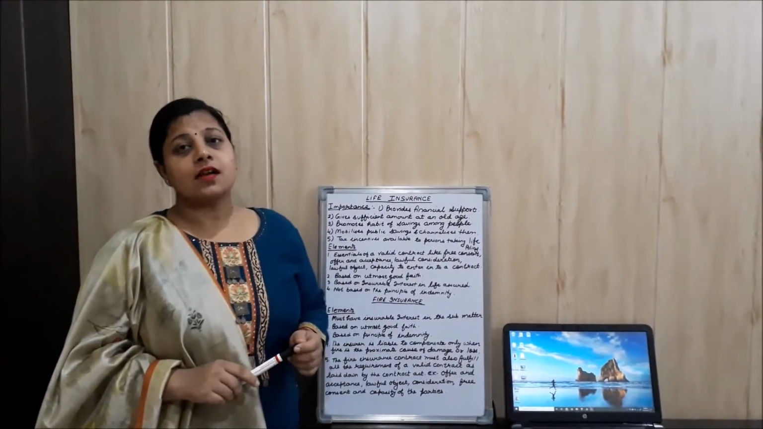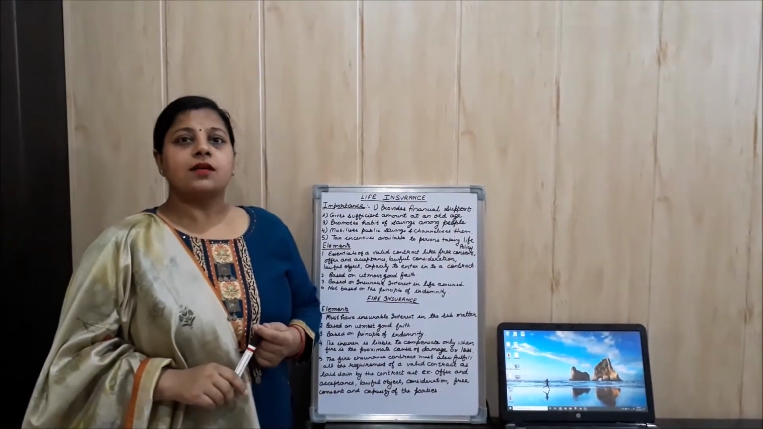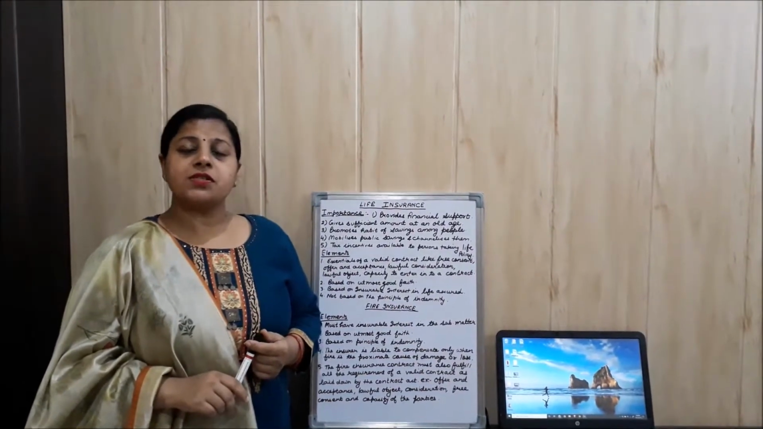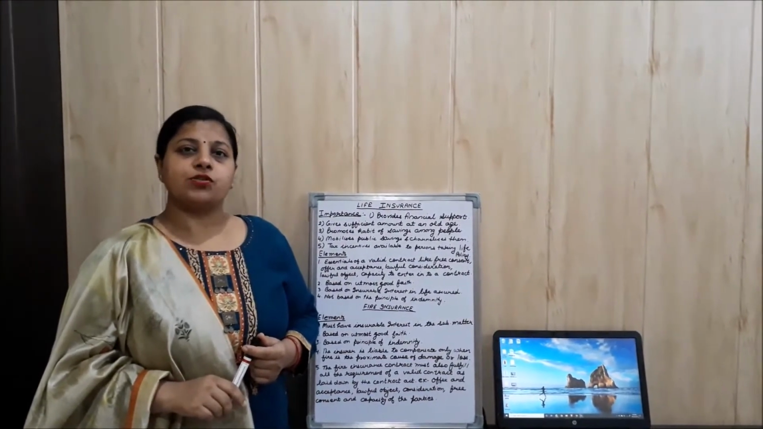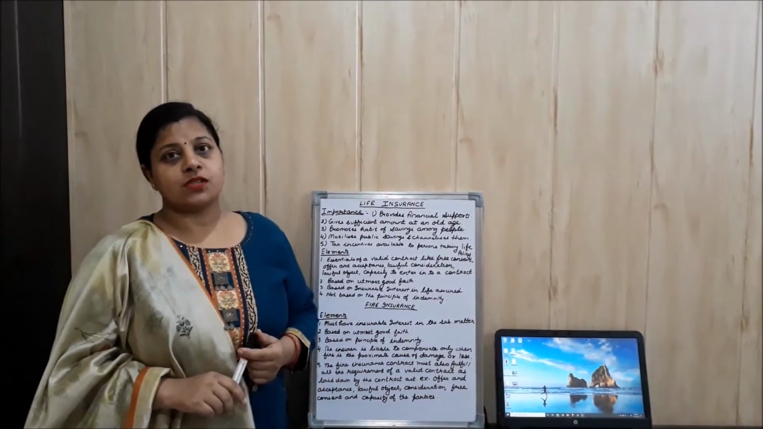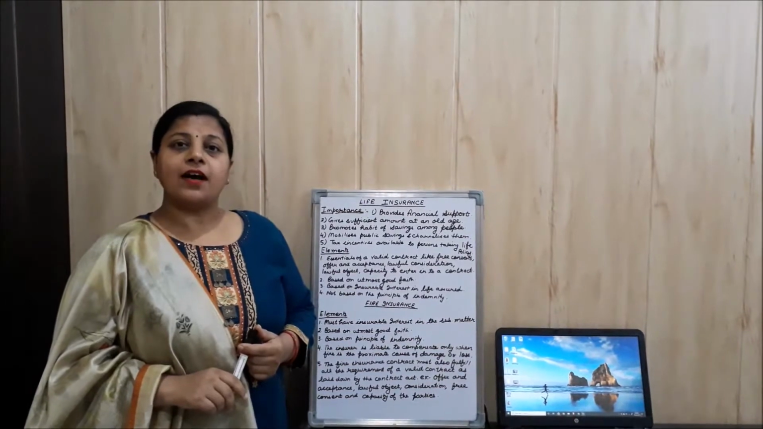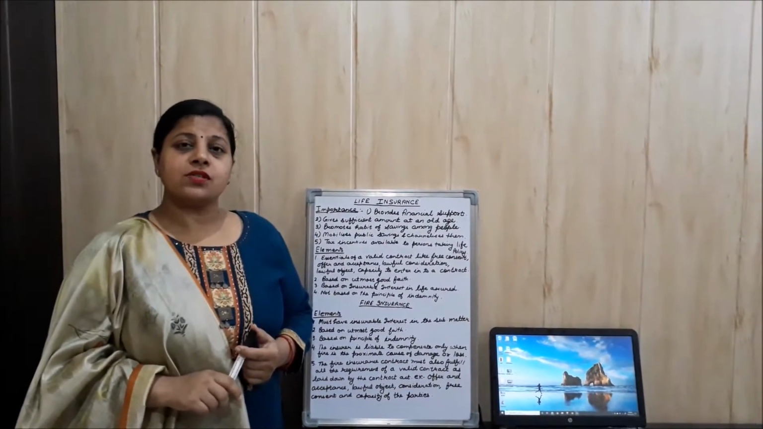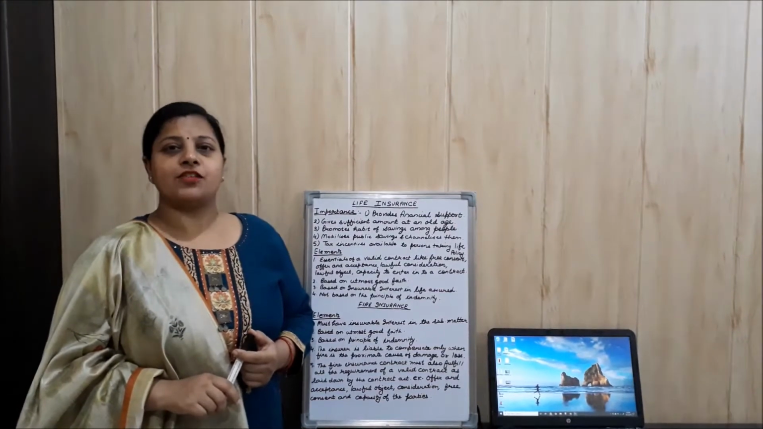In our last class, we discussed the principles of insurance. Today, I am going to discuss with you the types of insurance. Students, insurance can be of three types: life insurance, fire insurance, and marine insurance. So, I am going to start the topic with life insurance.